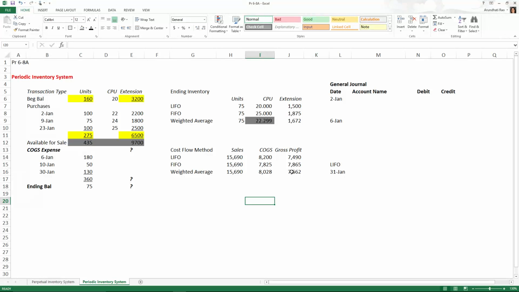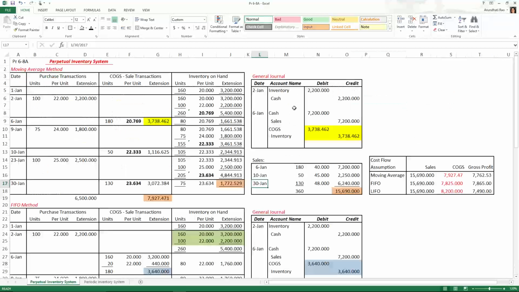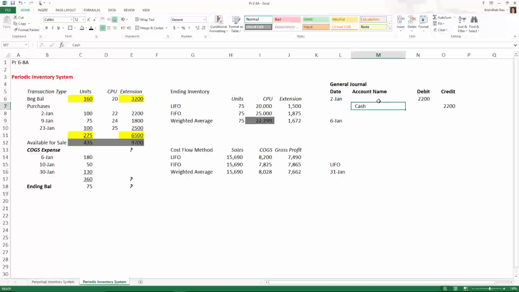Let's take a look at the journal entries that we would have in the periodic system. The journal entry for the purchase, there's going to be one difference, and I'll tell you what the difference is in a second. We paid 2,200. That's not going to change. Cash credit 2,200. In the perpetual method, we had debited the inventory account. Here we do not debit the inventory account. We will debit a temporary account called purchases. So each time there's a purchase, we debit a purchase account.